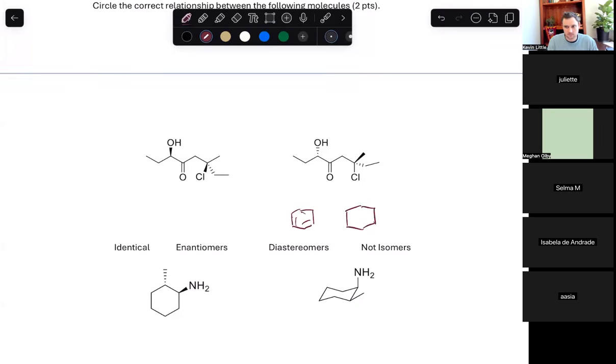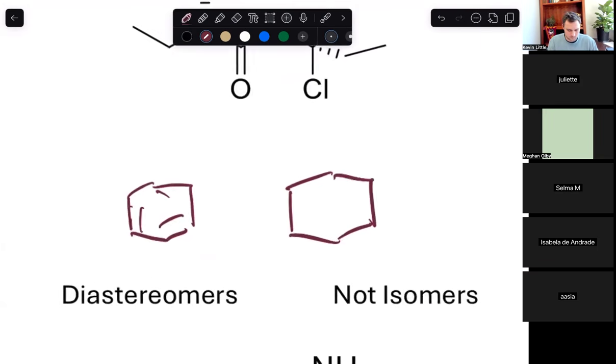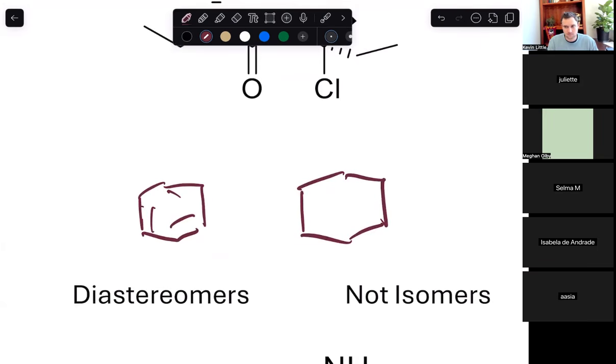What is their relationship? They have different numbers of hydrogens, so they are not isomers. They have different chemical formulas, so they would not be isomers.